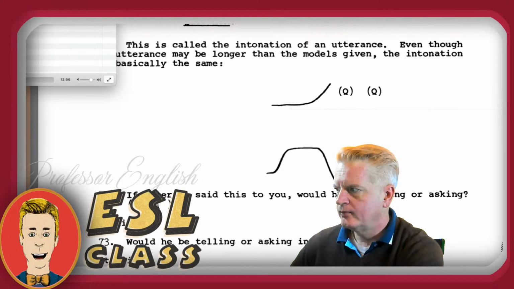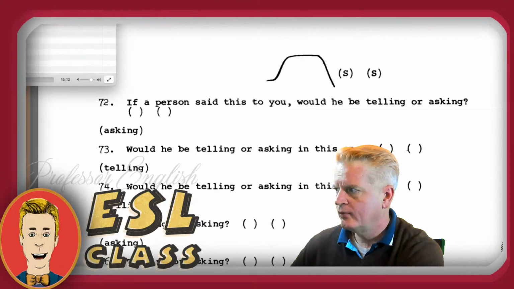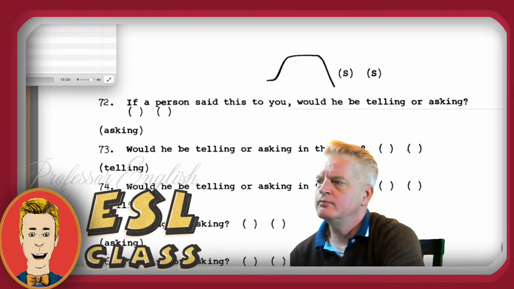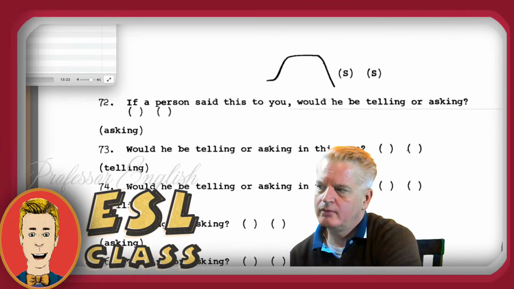72. Darf ich Ihren Pass sehen? If a person said this to you, would he be telling or asking you? The answer is asking. 73. Would he be telling or asking in this one? Die Streichhölzer kosten 10 Pfennig. Telling.